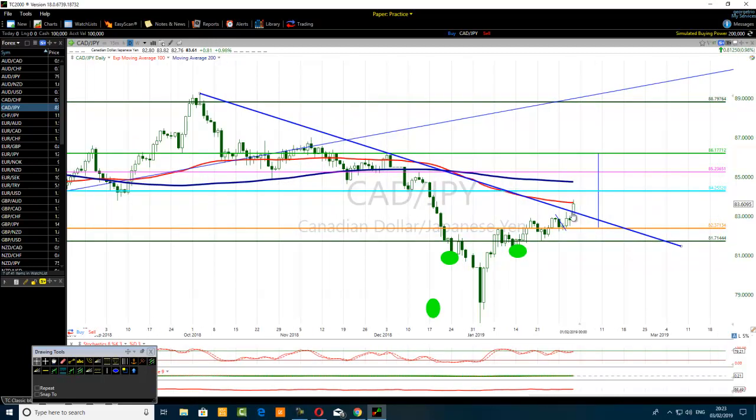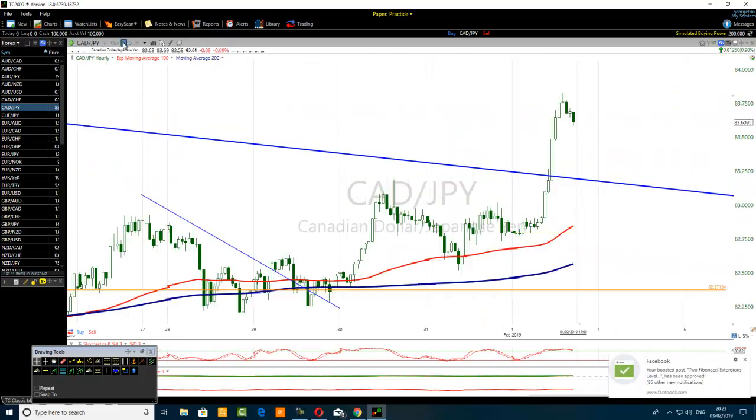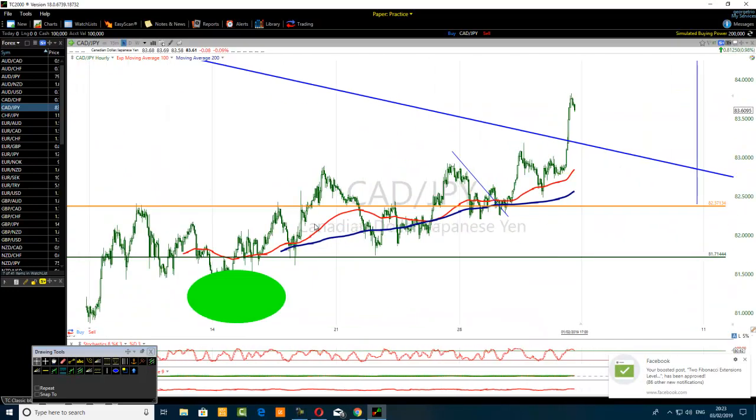A pullback will be better after that long candlestick bar. Another bearish candlestick bar will be nice and sharp, okay? And then you go again. If there is another signal, you see, we are now on the hourly time frame.